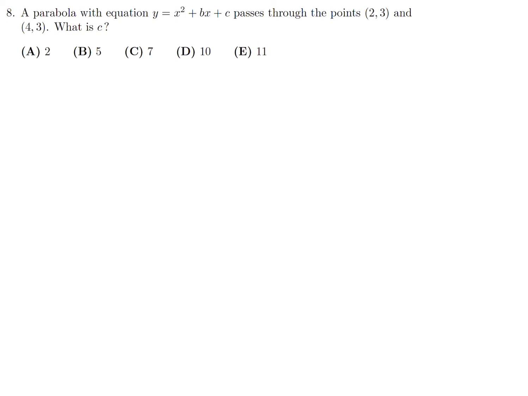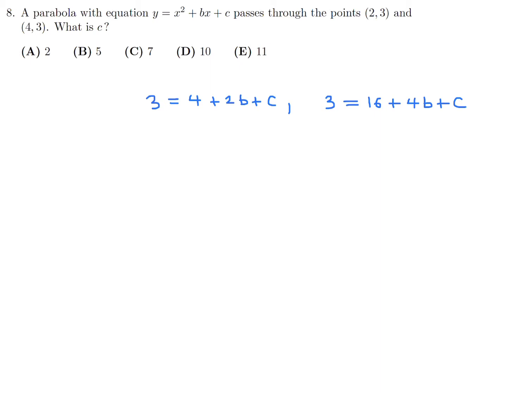A parabola with the equation y is equal to x squared plus bx plus c passes through the points (2, 3) and (4, 3). What is c? So we substitute those points in to get two equations. So that means 3 is equal to 4 plus 2b plus c, and 3 is equal to 16 plus 4b plus c. And these two equations are what we're going to use to solve for c.